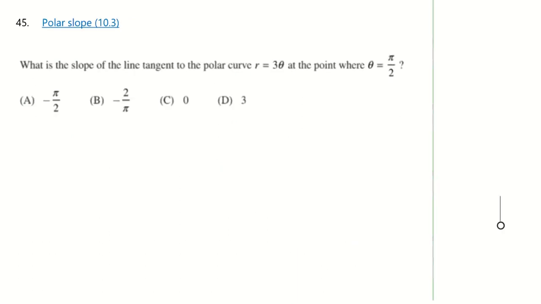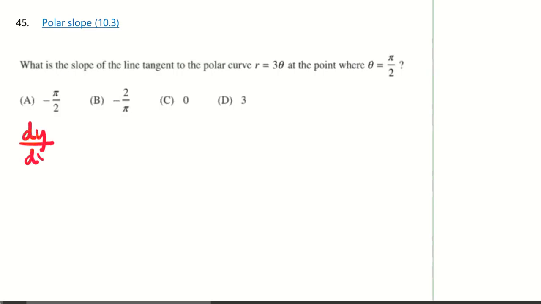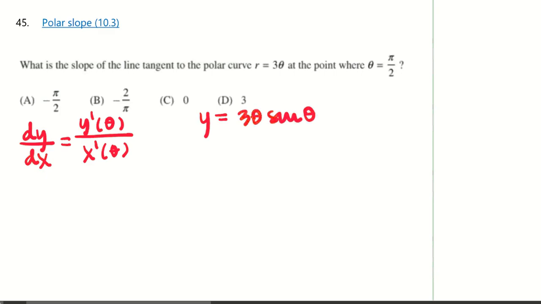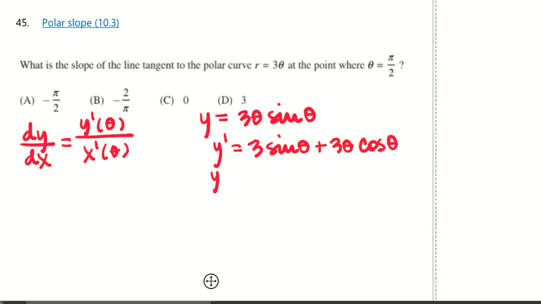I like it. Okay, we need to be able to take the slope of a polar curve. And so we need to remember that dy/dx is equal to y prime of theta divided by x prime of theta, where y is equal to r sine theta. So I'm going to take that derivative using the product rule. Take the derivative of 3 theta, leave sine theta the same, then leave 3 theta the same, and take the derivative of sine theta.